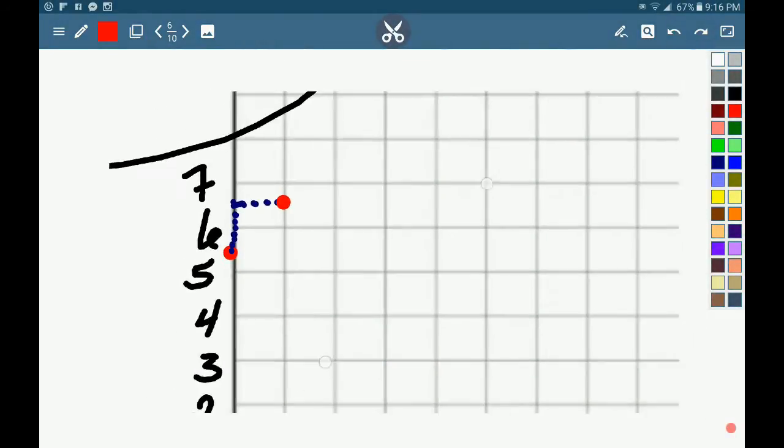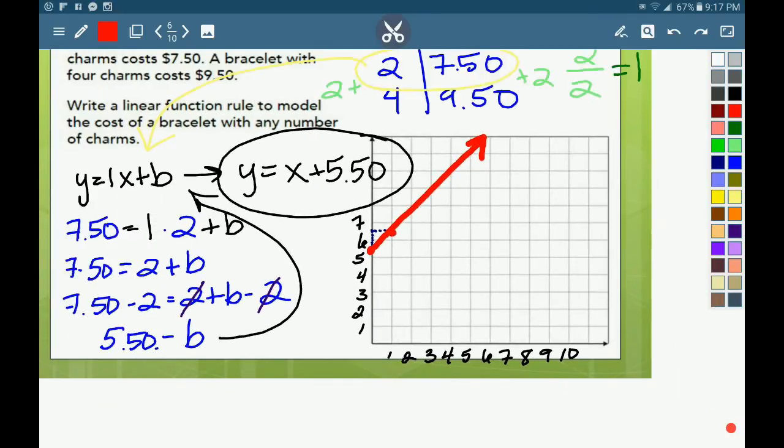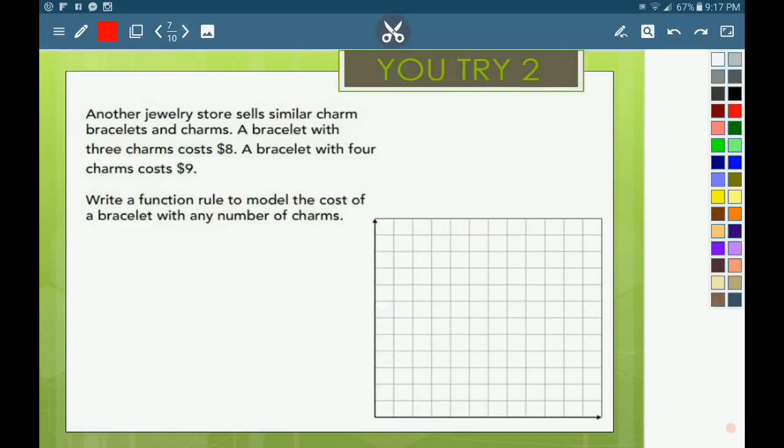Okay, so now connect your dots. There is the graph of the line. And we don't want this to extend in any other quadrants because it doesn't really make sense to have a negative charm or negative money. So let's have you guys give this a try in your U-Try.